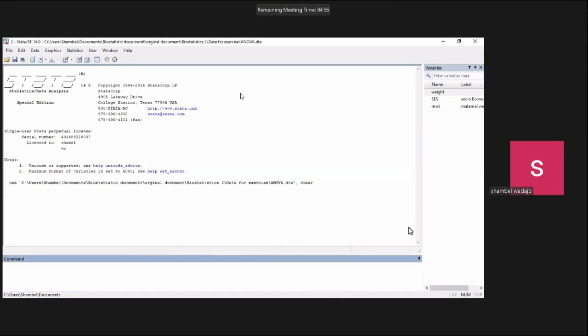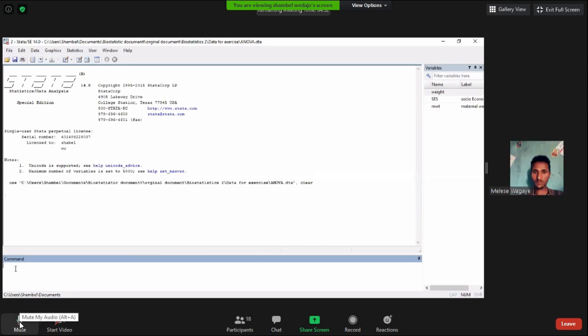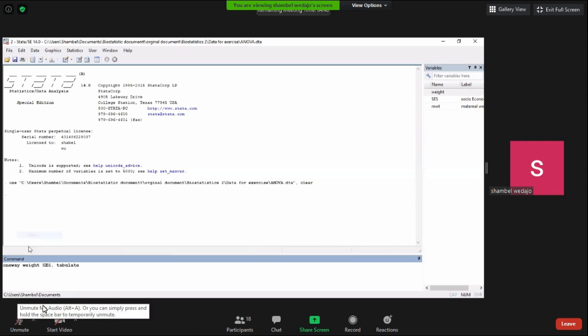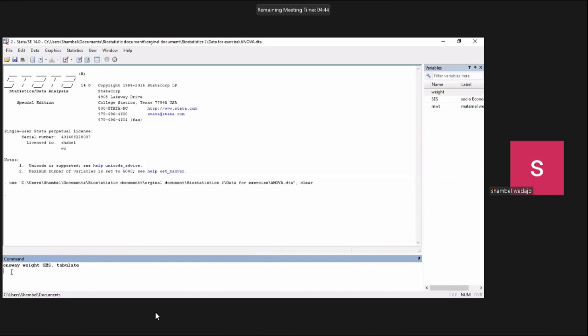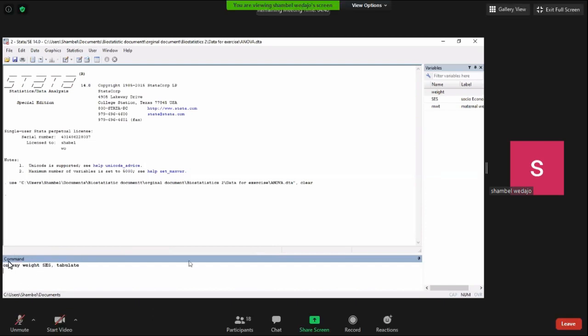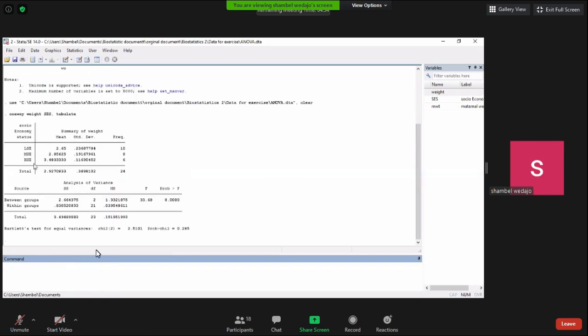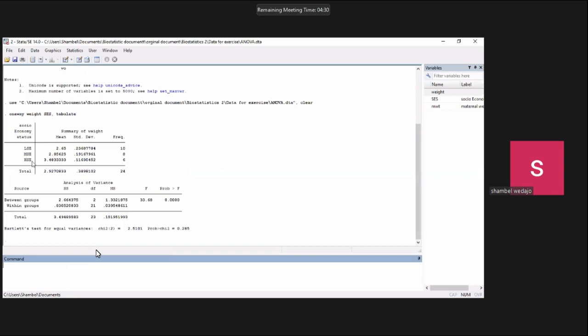Can you see it now? I went to the PowerPoint and opened Stata. At the bottom, the command: one way weight socio economic with the table option. I click and it appears: low, middle and high socio economic, with the mean and frequency of each. Lastly ANOVA runs: between group, within group, analysis of variance, sum of squares, degrees of freedom, mean square, then F 33.68, and the p value less than 0.005.